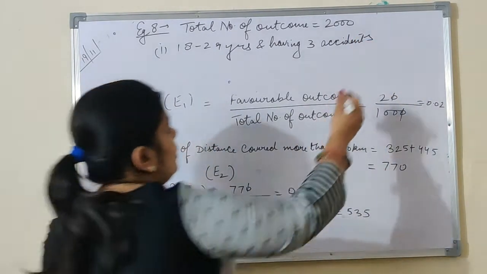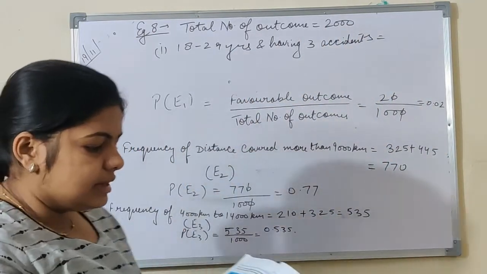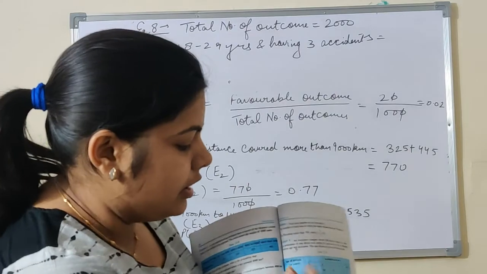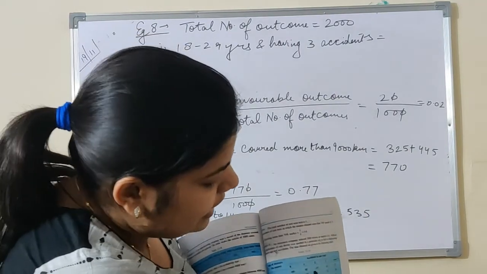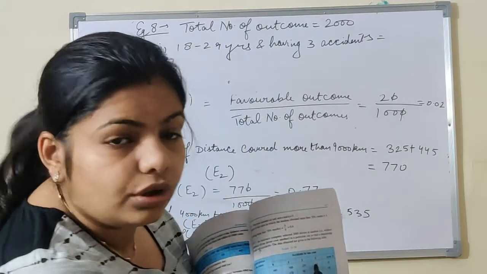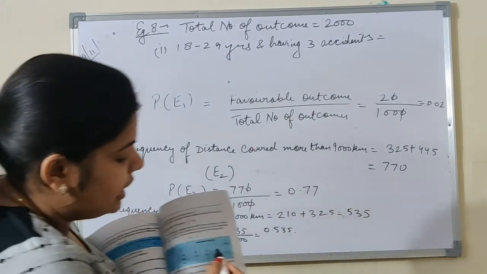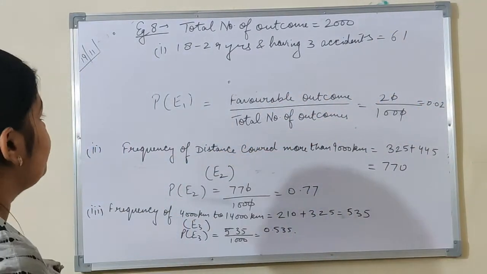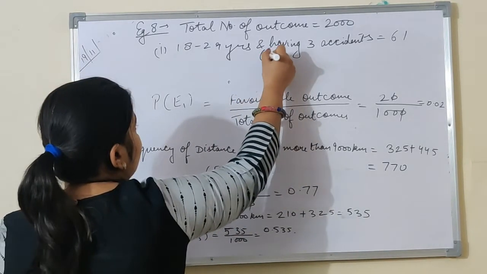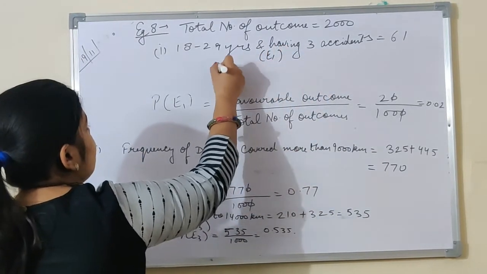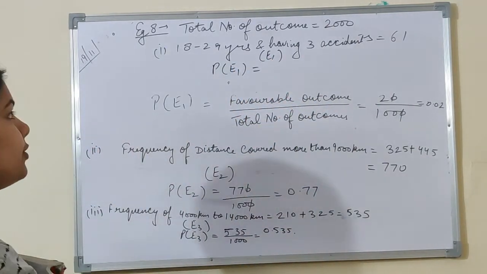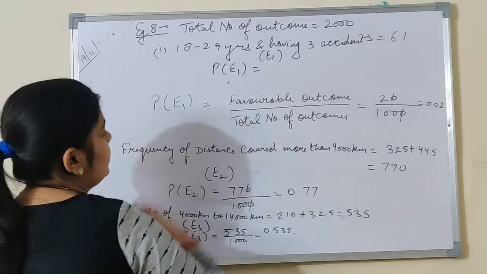So you can see that according to the table, first you will see from here that 18 to 29 is over here, and exactly 3 accidents are here. So like that, drivers are 61. How many such drivers are there? 61. Okay, now we have to find the probability for this. So consider this as event 1 and then you can just find the probability by applying the formula.